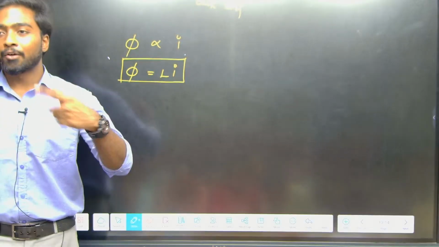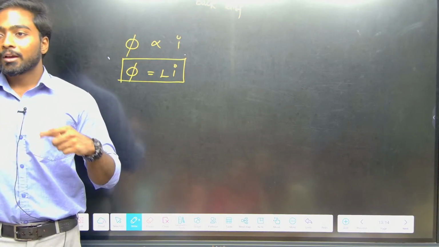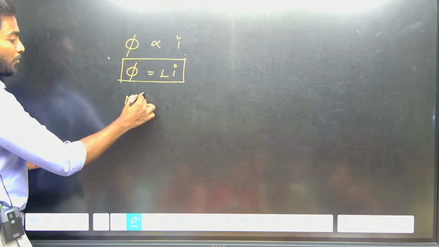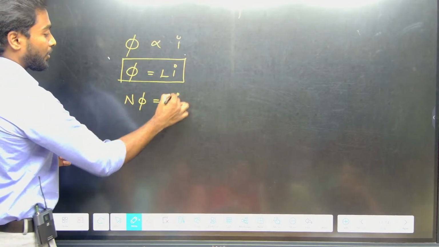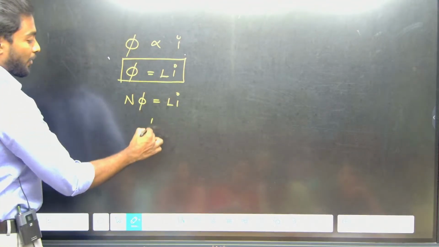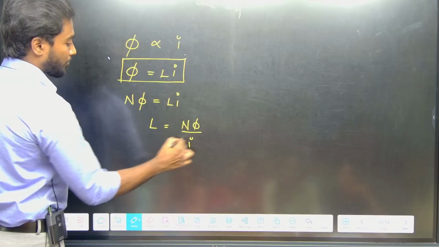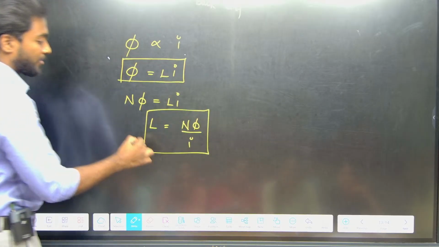If n number of turns are there, listen, n into phi equals L into I, then the formula will be L equals n phi by I. N is the number of turns.